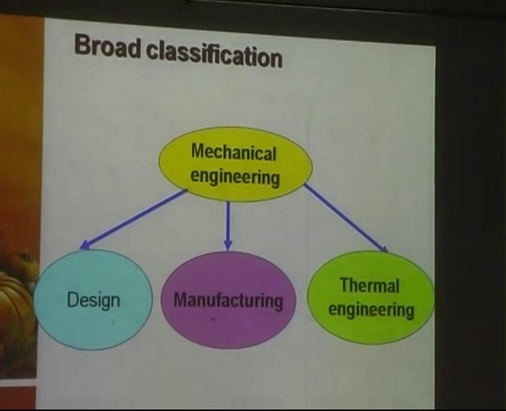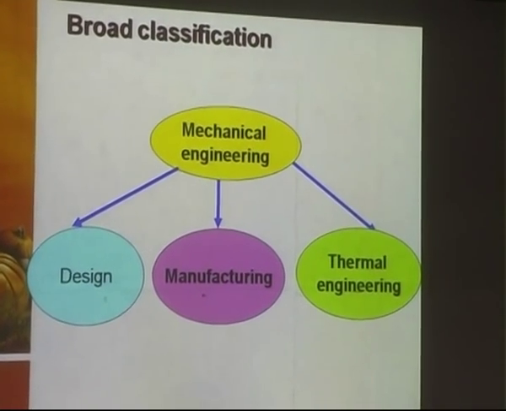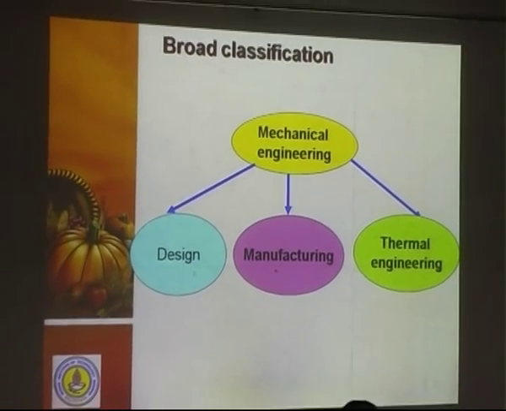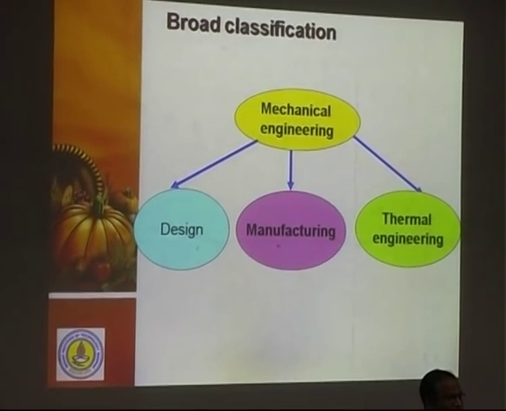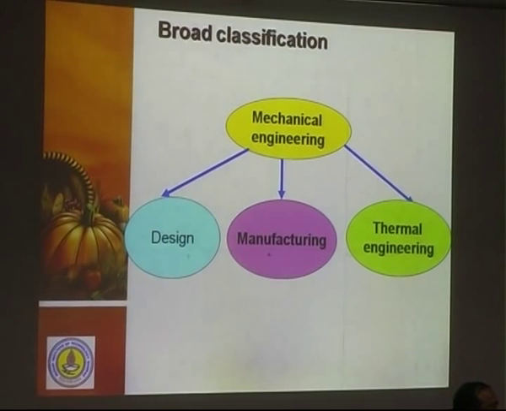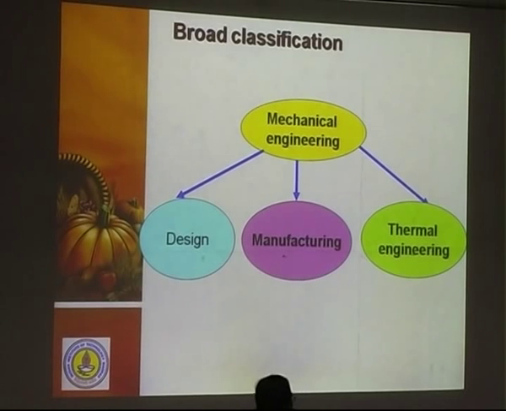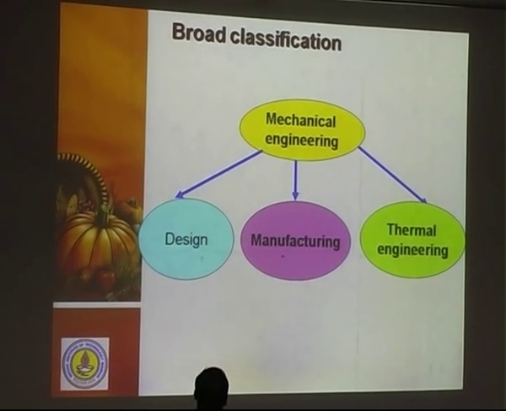Design. Before you make the car, you have to design it and do analysis and find out whether there are stresses. What is the stress distribution on the car, whether it can survive a crash test, and what materials have to be used. Then manufacturing: how do you come up with tools and machines which will eventually make this. So design, manufacturing and thermal engineering are the three broad sub-disciplines of mechanical engineering.